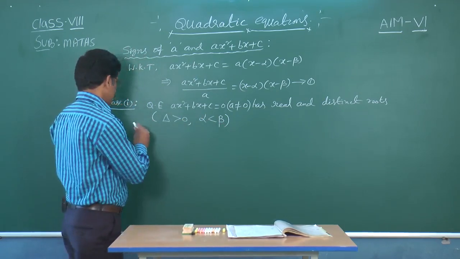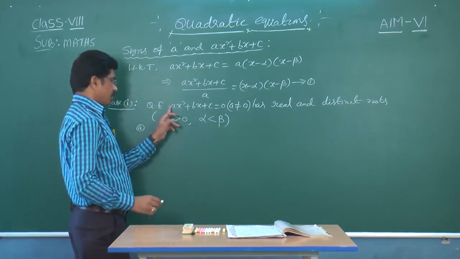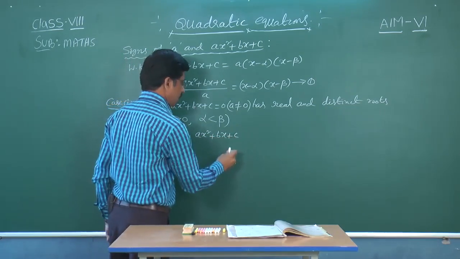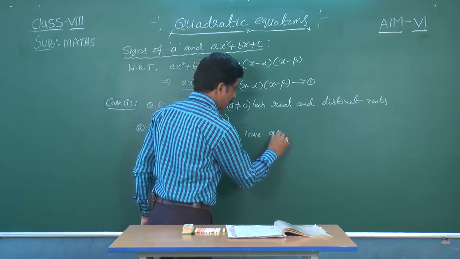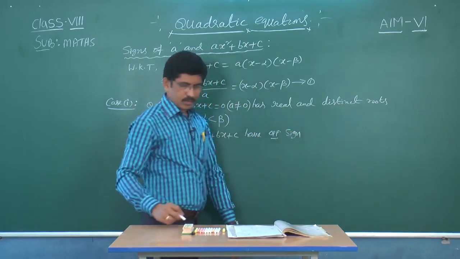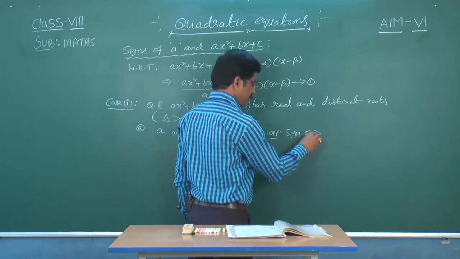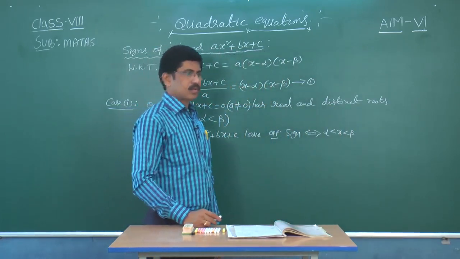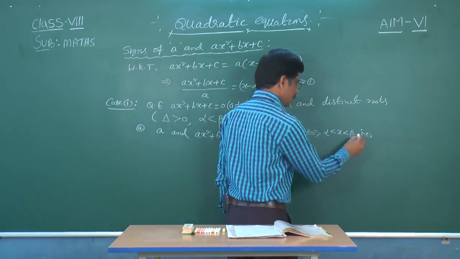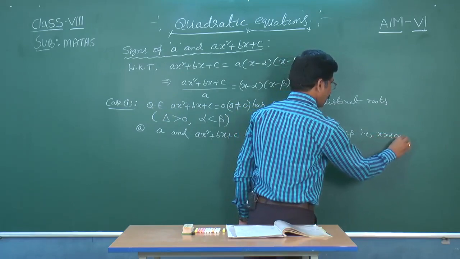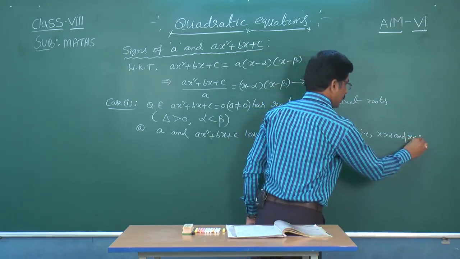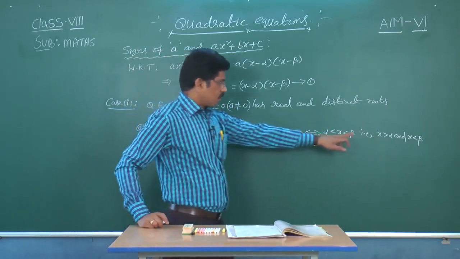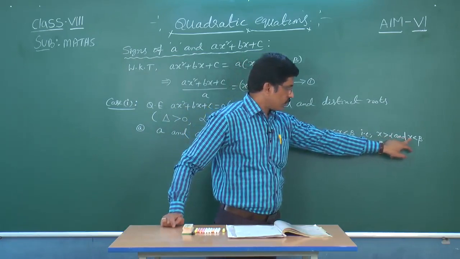The first one is: a, the x square coefficient, and the expression ax square plus bx plus c have opposite sign when x is greater than alpha and x is less than beta. Suppose here the x value is greater than alpha and the x value is less than beta.